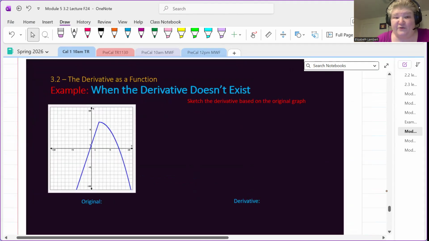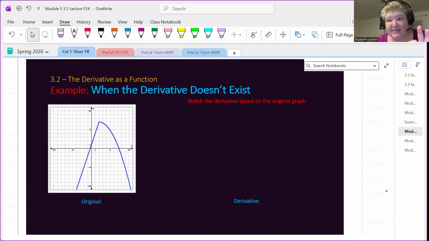Now we also have situations like this, that corner point, like we saw with the absolute value at the end of class. The derivative did not exist. The function was continuous. It connects at the bottom of the v for absolute value, but the derivative did not exist because it sharply changed from -1 to a +1. Here we see the same thing.